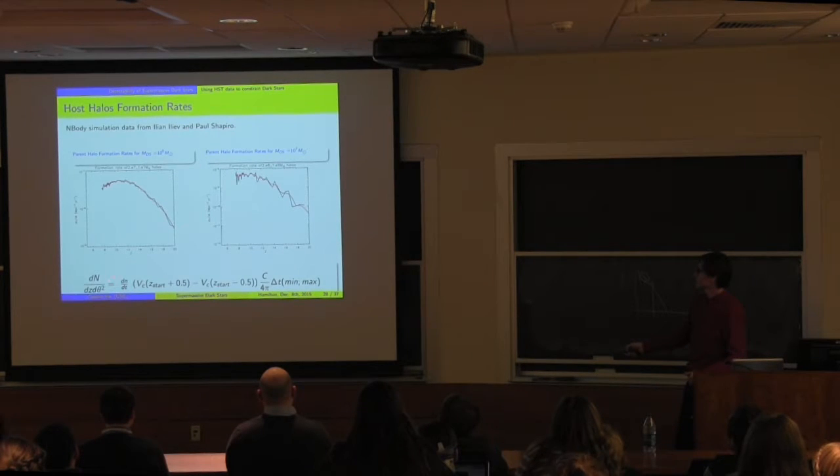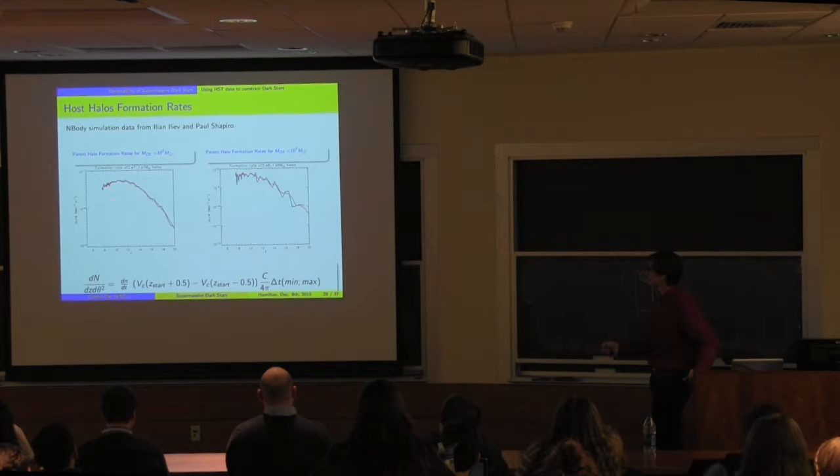Let's go back here. In order to get this formation rate, per unit redshift, per unit arcmin, you actually need to know something about the formation of dark matter halos. So this comes from N-body simulations. This is data from simulations by Ilie Iliev and Paul Shapiro, which they kindly provided to us. Formation rate of halos of 2 times 10 to the 7, 1 times 10 to the 7 solar mass dark matter halos, so those would be a candidate for a supermassive dark star of a million solar masses. And if you want to go to the other case of 10 million, you need a formation rate of halos of 2 times 10 to the 8, 1 times 10 to the 8 solar masses dark matter halos.